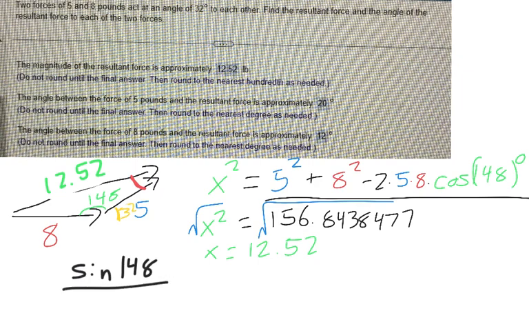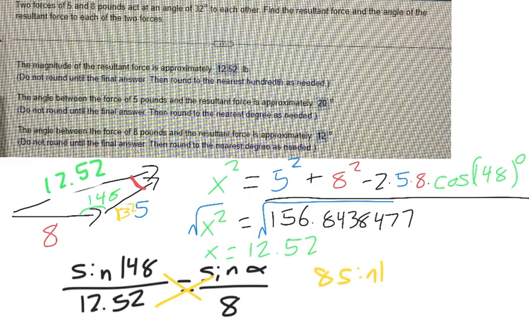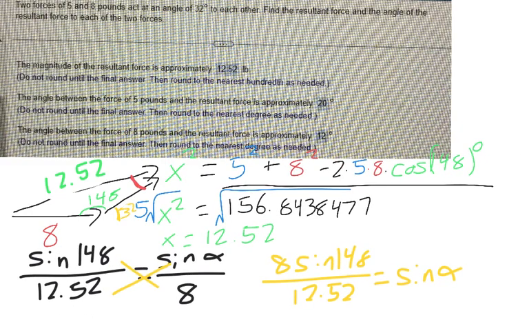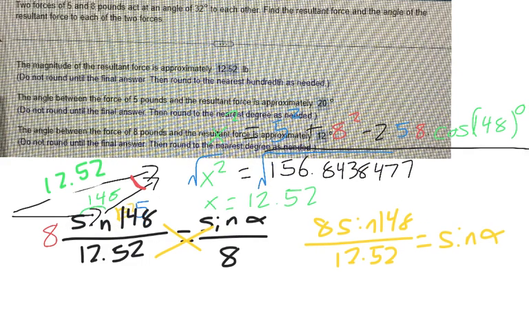So I said sine of 148 over 12.52 was equal to sine of, that's the angle I'm looking for, so let's call that angle alpha, over the side opposite that, which would be side A. Now I need to solve for alpha, so I cross multiplied. So I had 8 times sine of 148 over 12.52 equals sine of alpha. I'm kind of running out of room here. From there, I plugged all of this in my calculator, 8 sine of 148 over 12.52.